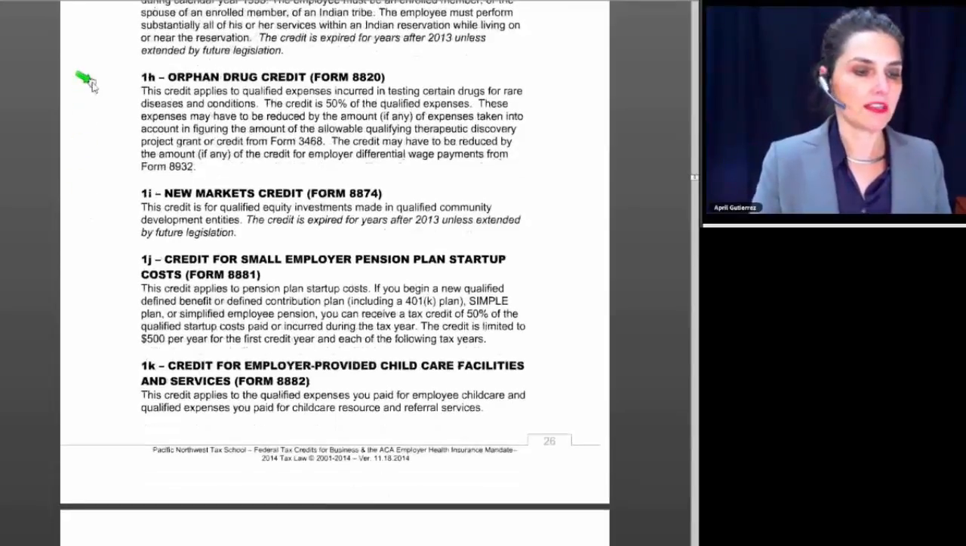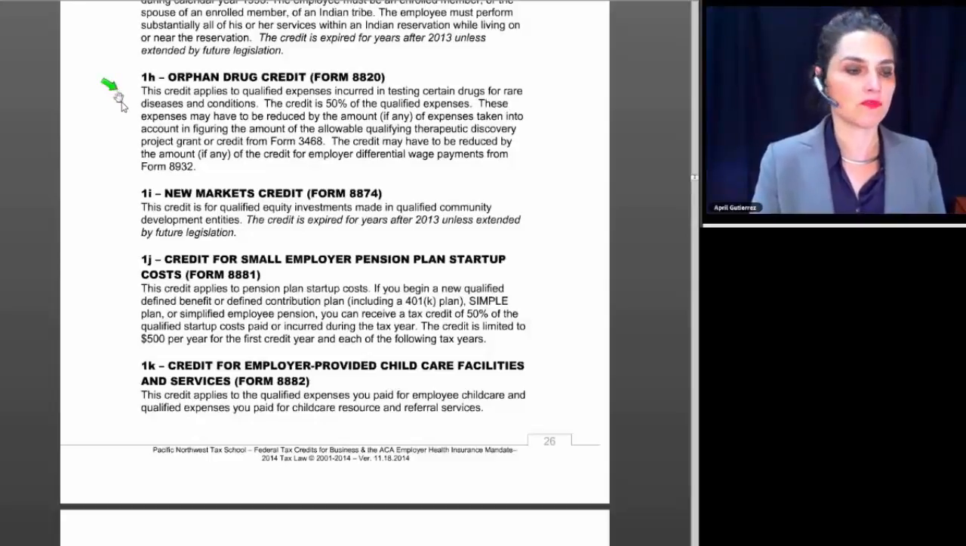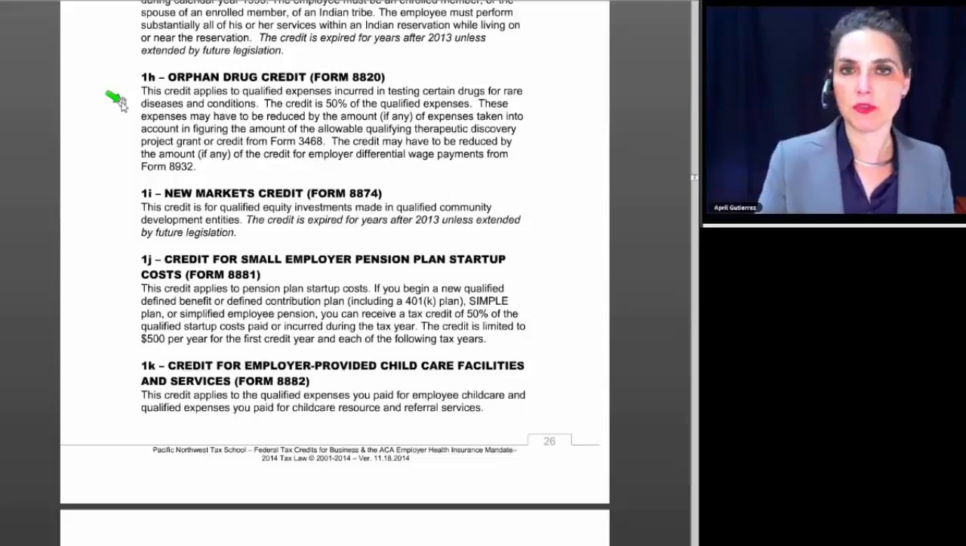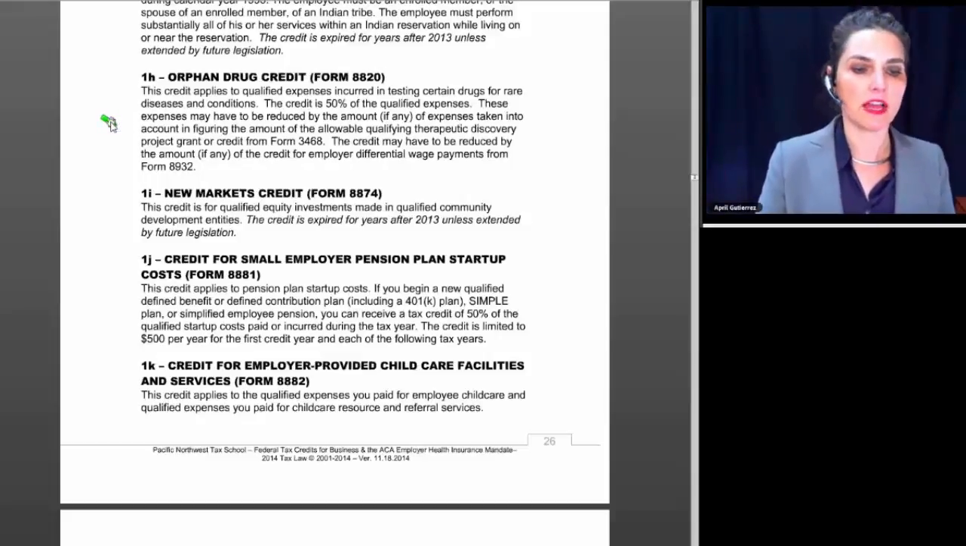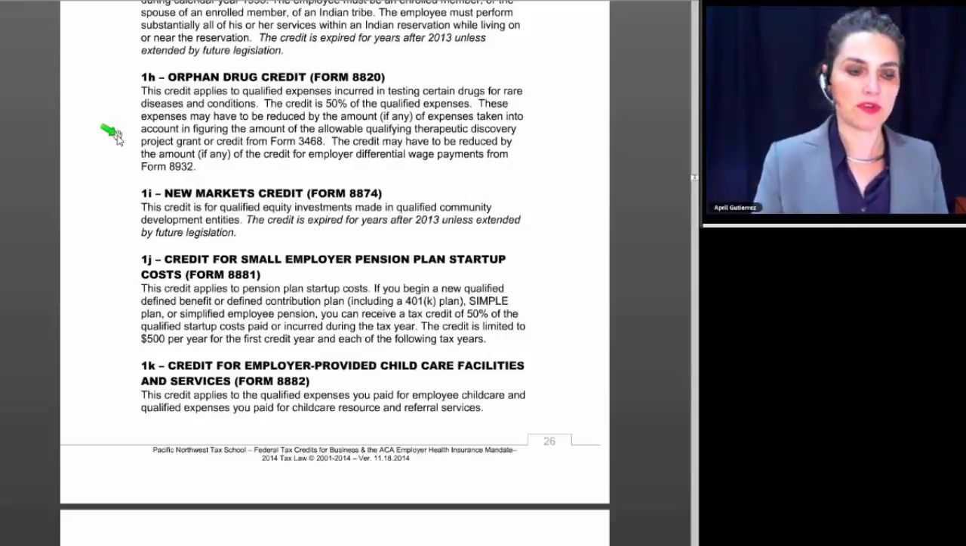Next up, we have the Orphan Drug Credit claimed on Form 8820. This credit applies to qualified expenses incurred in testing certain drugs for rare diseases and conditions. The credit is 50% of qualified expenses, and these expenses may have to be reduced by the amount, if any, of expenses taken into account in figuring the amount of the allowable qualifying therapeutic discovery project grant or credit that was figured on Form 3468.